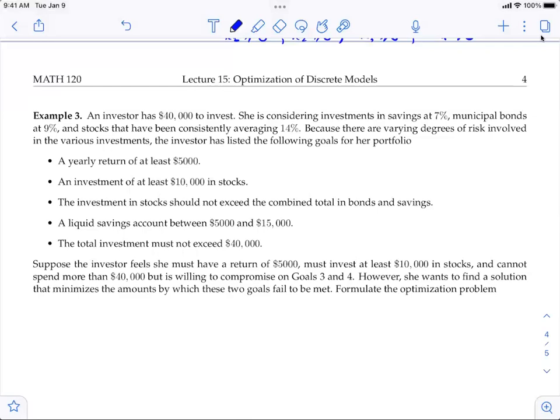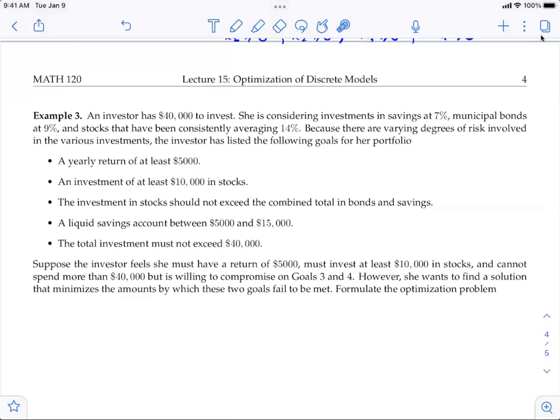She wants a yearly return of at least $5,000, an investment of at least $10,000 in stock. An investment in stock should not exceed the combined total in bonds and saving. And the liquid saving account between $5,000 and $15,000. So this is the liquidity, the amount of cash that she has in the saving account should be 5,000 to 15,000, and the total investment must not exceed $40,000.